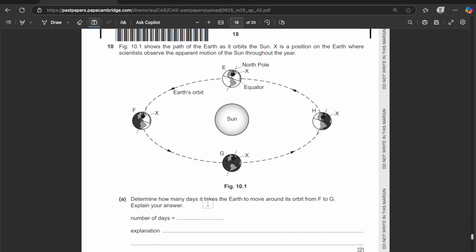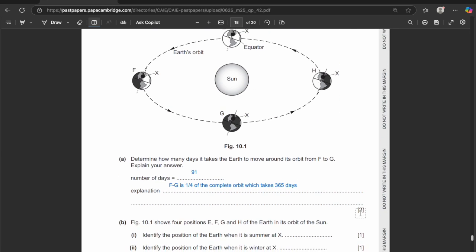So here from F to G, it's 1, 2, 3, 4. It's 1/4 of this whole orbit, which means that this whole orbit we know takes 365 days, and divided by 4 we get 91.25 days. So we can just write 91 days. F to G is 1/4 of the complete orbit, which takes 365 days.